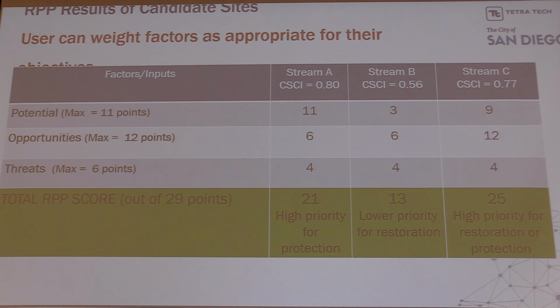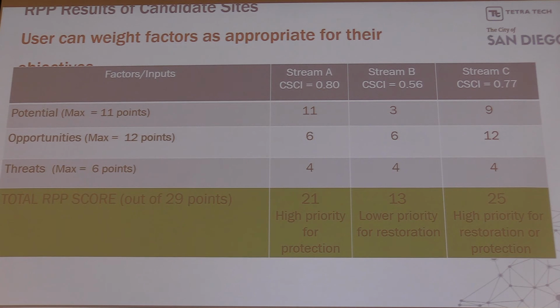But basically the way it comes out, if you look at the scoring I happen to use, stream A came out pretty high. In other words, it's good. It's one that looks like it ought to be considered priority in that respect. Whereas stream B, not so much. It had a lot of landscape constraints, a much lower CSCI score. It may not be as high priority.